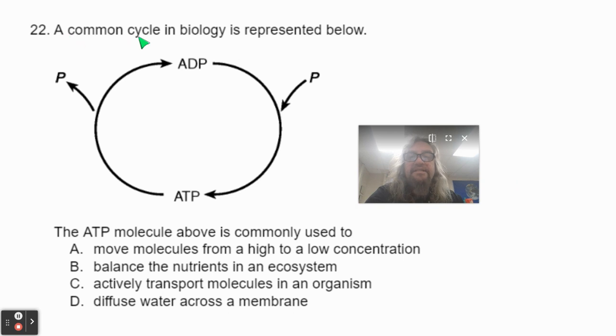Number 22. A common cycle in biology is represented below. We have ADP, ATP, and you've got P's coming in, P's going out. The ATP molecule above is commonly used to A, move molecules from a high to a low concentration, B, balance the nutrients in an ecosystem, C, actively transport molecules in an organism, D, diffuse water across a membrane.